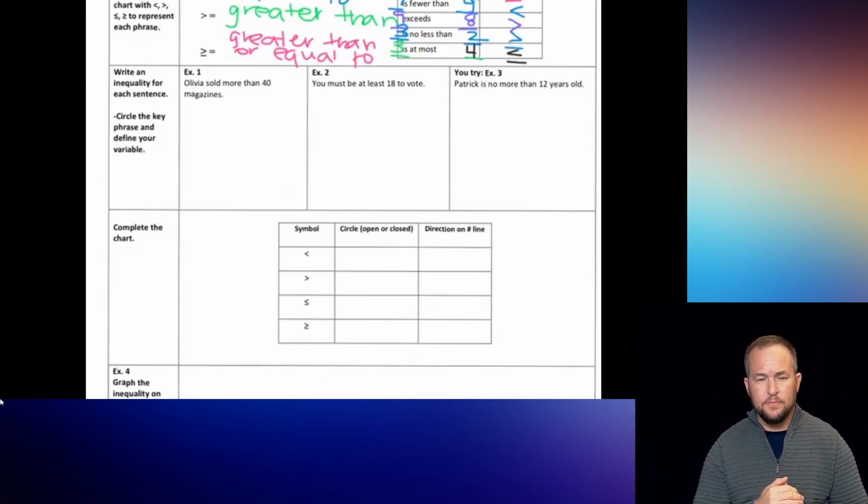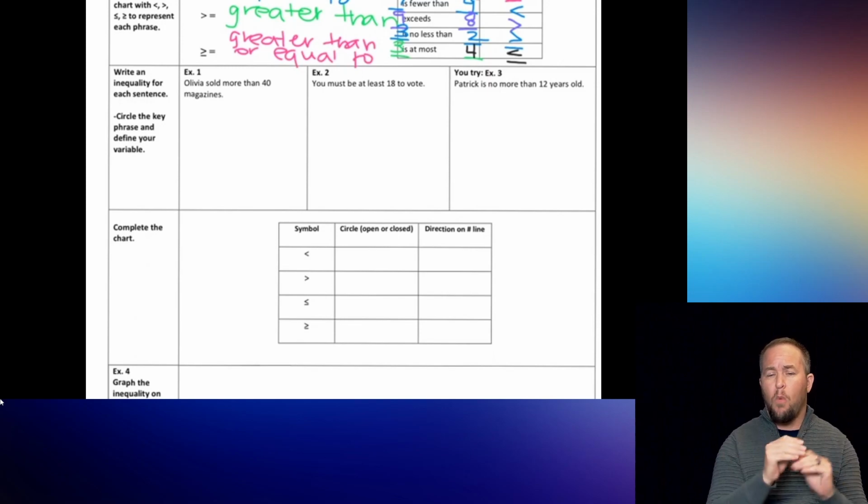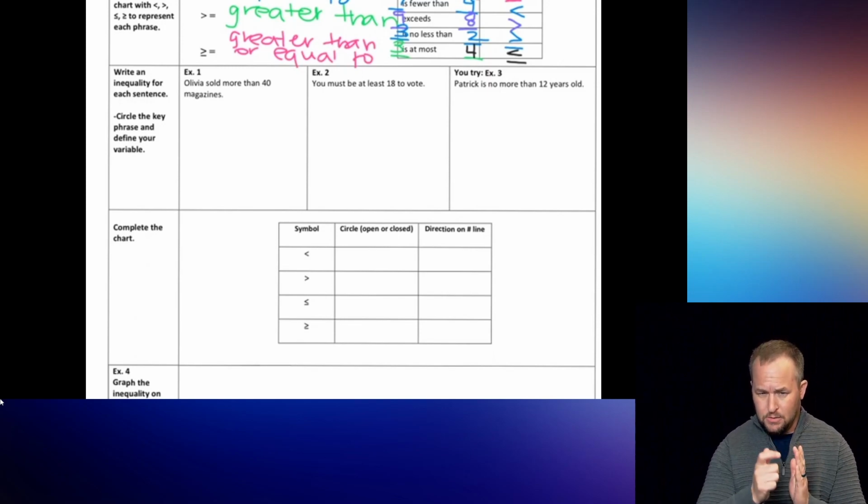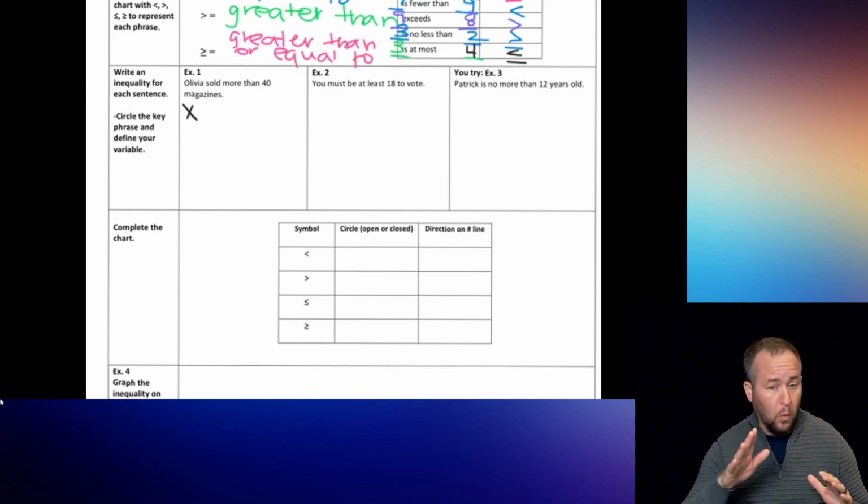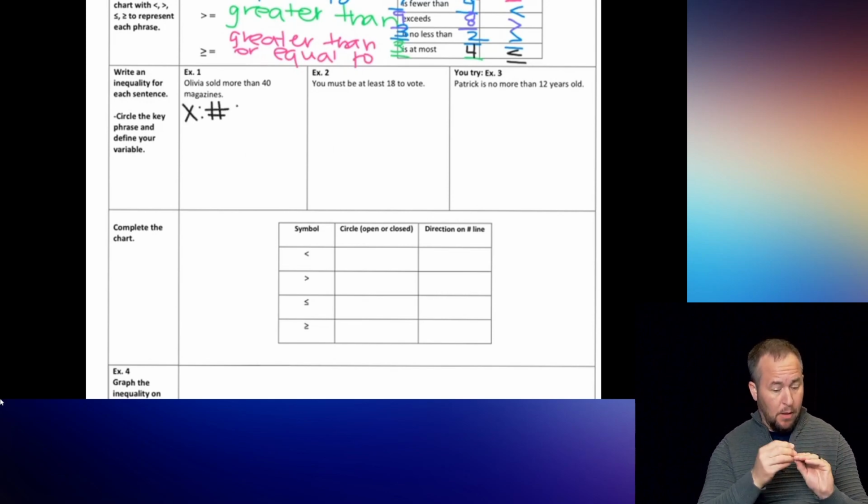Alrighty, so now we are going to write an inequality for each sentence, and be sure always for these that you are including a variable definition. So for example 1, it says Olivia sold more than 40 magazines. I don't know how many Olivia sold, so that's going to be our X. So I would say X is the number of magazines.